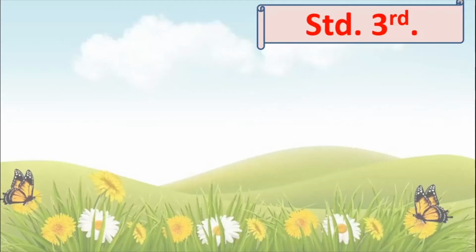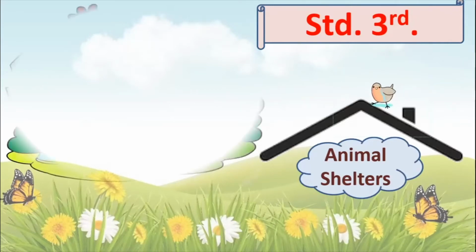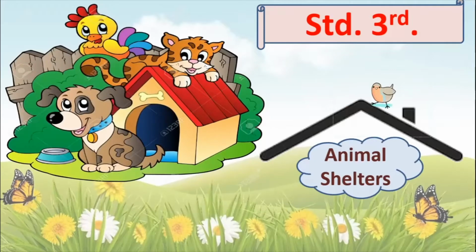Hello everyone. Let me welcome you to a beautiful lesson in EVS for Standard 3rd, and the name of the lesson is Animal Shelters. Now we have been learning about where we people live. Human beings live in a house. But what about these animals, children? Where do they live? The places where animals live are called animal shelters.